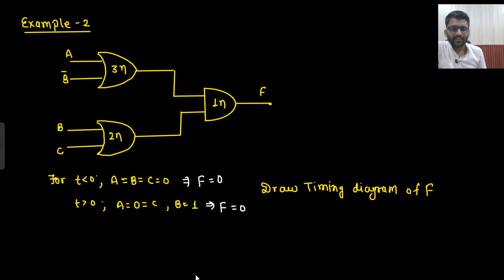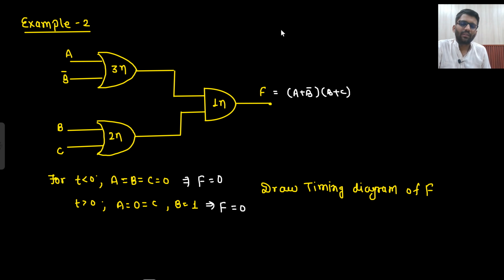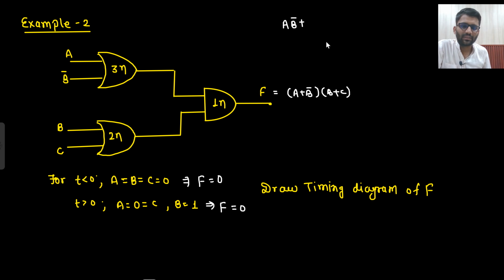Now let's check an interesting thing. What was your F here? A plus B bar, B plus C. And what was your F in this case? A B bar plus BC, right? So in the previous case, what was it? A B bar plus BC. This was having static 1 hazard, right?